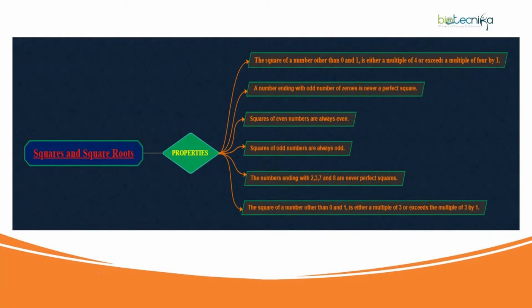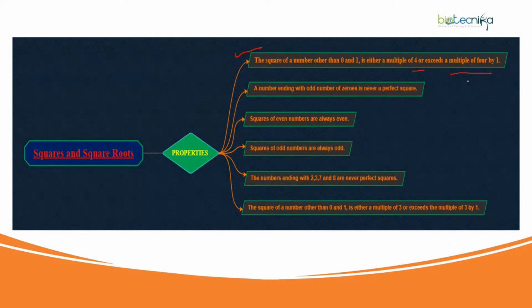So before moving on to another question, there are some properties of square, rather a perfect square or a square roots. Okay, so pehla property hai, the square of a number other than 0 and 1 is either multiple of 4 or exceeds a multiple of 4 by 1. Okay, this is my first property. Okay, so कोई भी number का square other than 0 and 1 is either a multiple of 4, okay, or exceeds the multiple of 4 by 1.